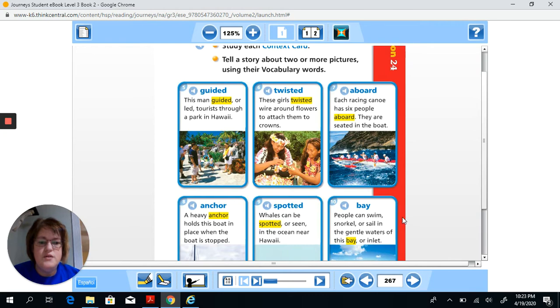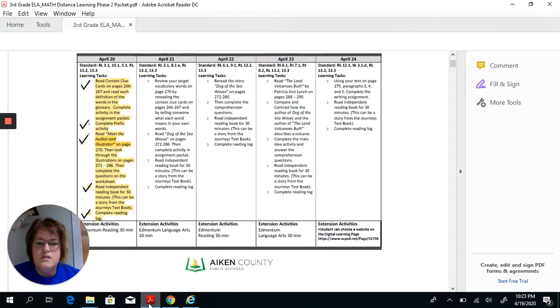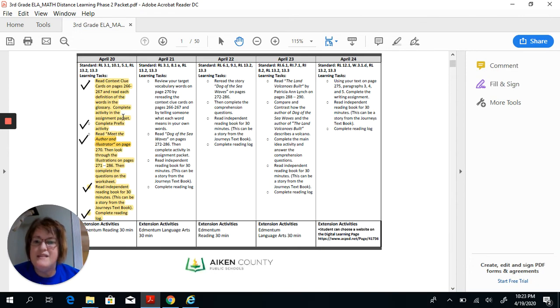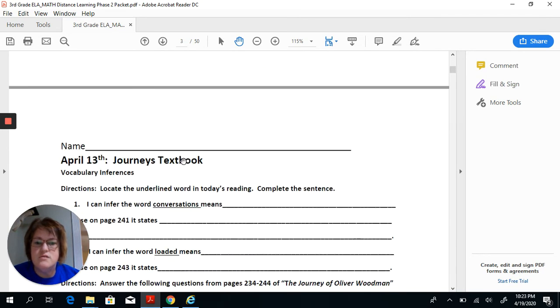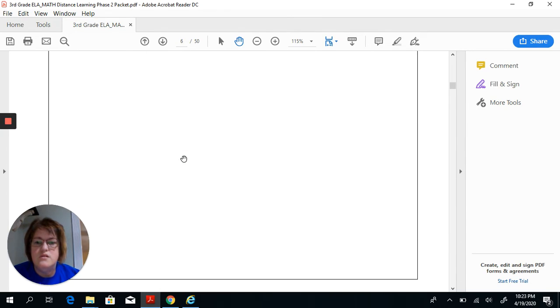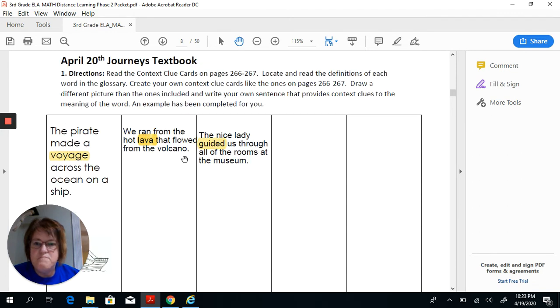Okay. So what you're going to do next, boys and girls, is complete the activity in your assignment packet that goes with those words. And you have an example here to get you started. The directions tell you to read the context clue cards. We already did that. Then locate and read the definitions of each word in the glossary.